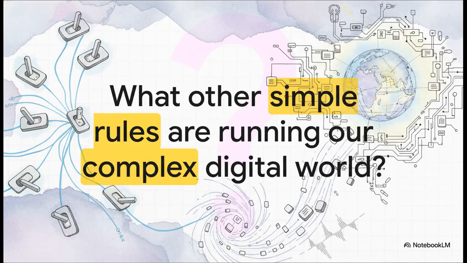When you really think about it, this whole thing boils down to a simple switch that can only pick one path at a time. That's it. And from that one simple rule, by combining millions of them, we've built a global communication network. It kind of makes you wonder, right? What other incredibly simple rules are out there, silently running the complex digital world we rely on every single day?